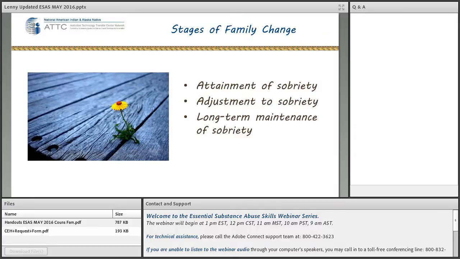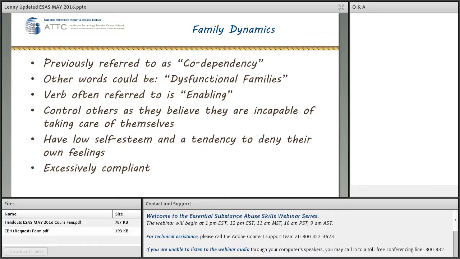So the stages of family change are attainment of sobriety, adjustment to sobriety, and long-term maintenance of sobriety. Some of the family dynamics are previously referred to as codependency.